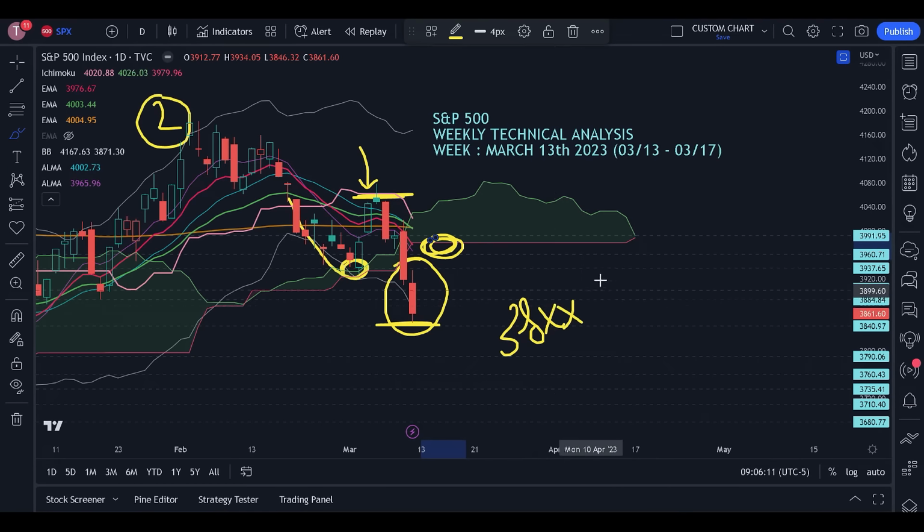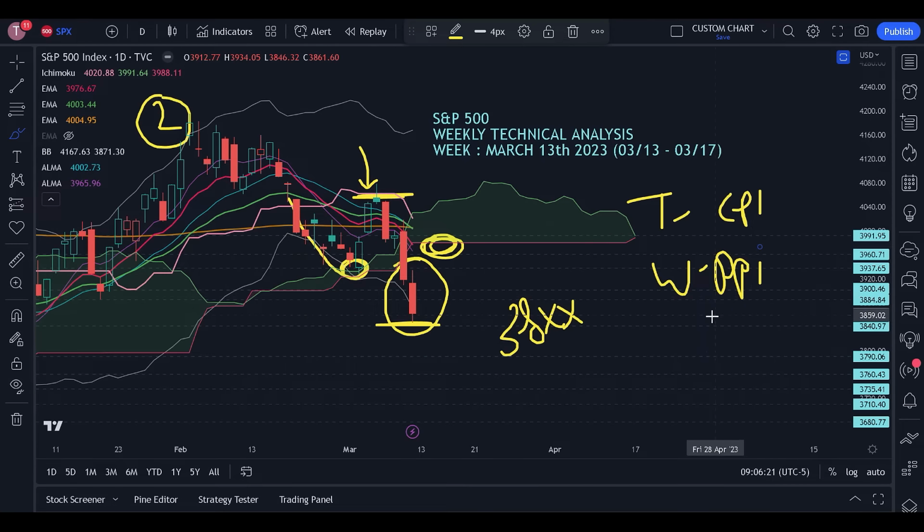What it means? This means that on Tuesday, CPI data will be published. CPI means the inflation. On Wednesday, PPI data will be published. PPI data will further tell us whether we are expecting any increase in the prices or not.